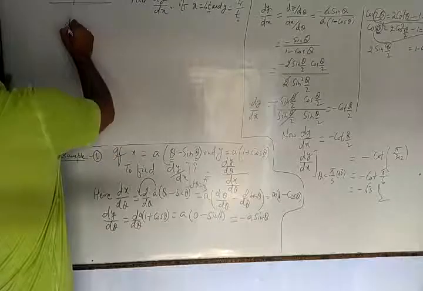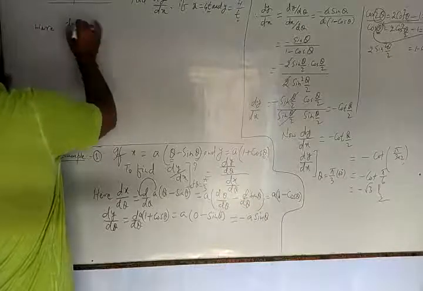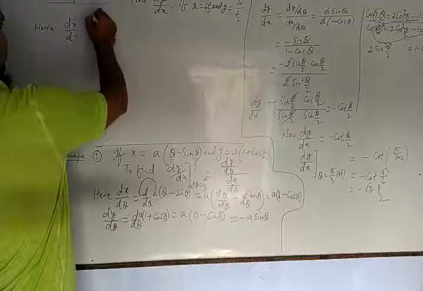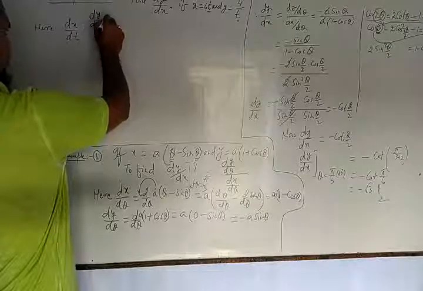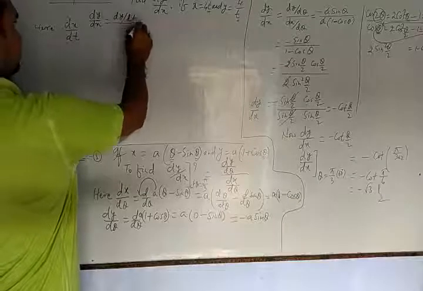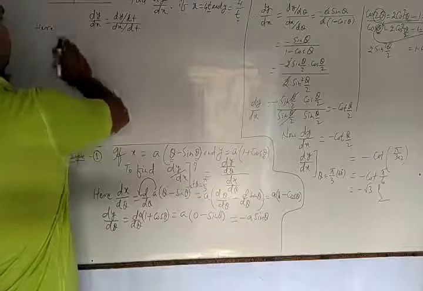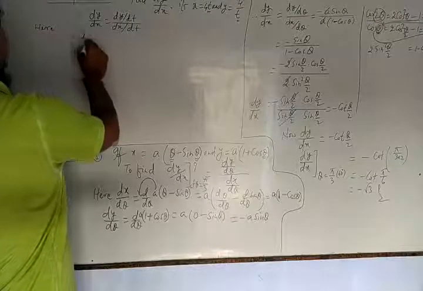Will we find first dx by dt, and right before that dy by dx will be dy by dt divided by dx by dt. We are taking now dx by dt, okay.